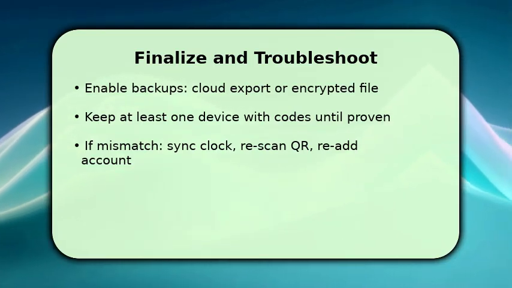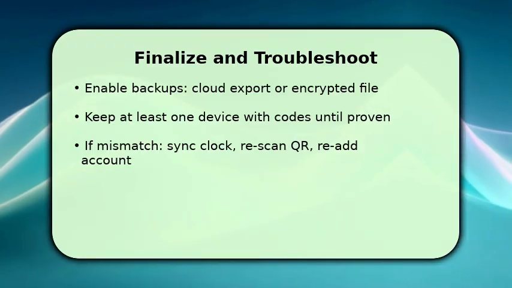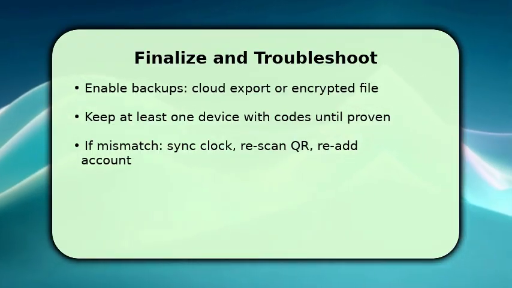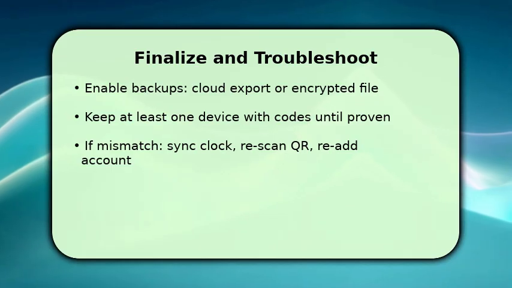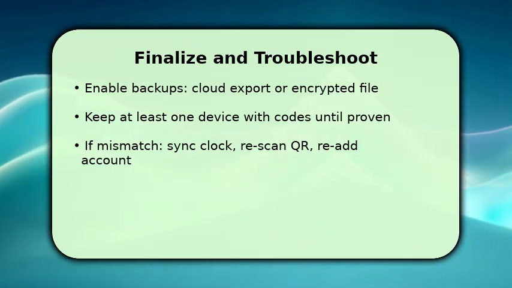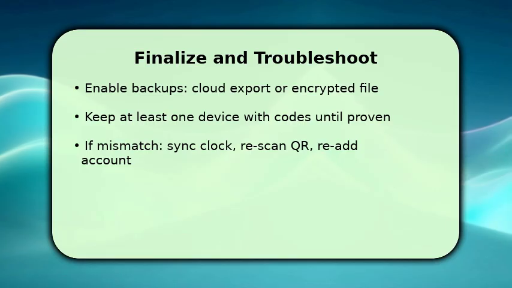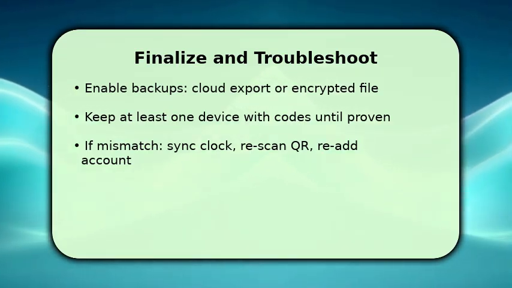If codes fail, first sync the computer's clock to internet time. Time drift commonly breaks TOTP. If syncing doesn't help, rescan the original QR or re-enter the secret and use recovery codes to regain access. These steps prevent lockout and keep multi-factor security intact.